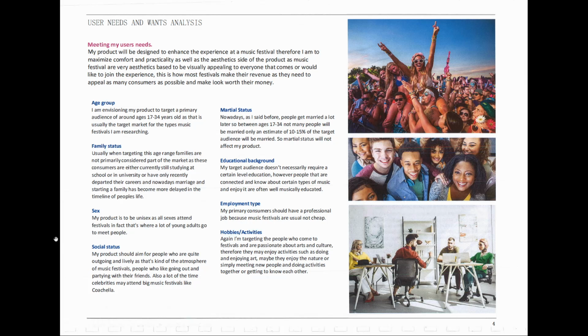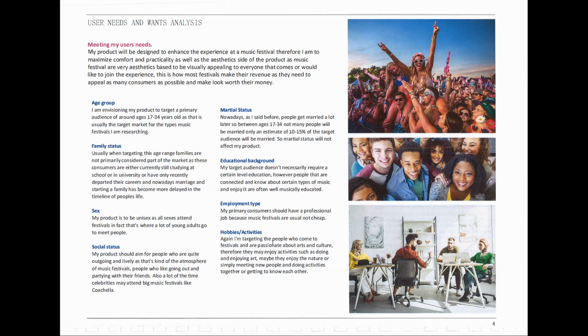Really, they've identified users. So over 2 slides, bearing in mind this is going to a festival, they've looked at, well, what age group am I going to target? So they've focused down on, it's going to be 17 to 34 year olds. What would their family status be? Would they be male or female or both? Does it matter in their case? Things like marital status, so would they be married or not. Again, it may or may not be important, but they've thought about it. Their educational background, employment type, hobbies and activities.